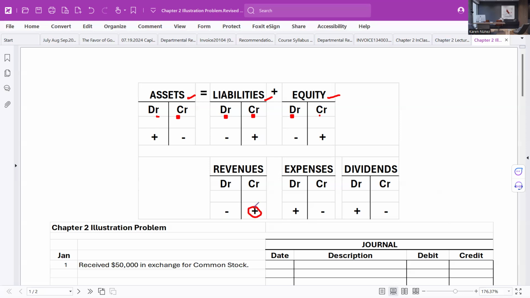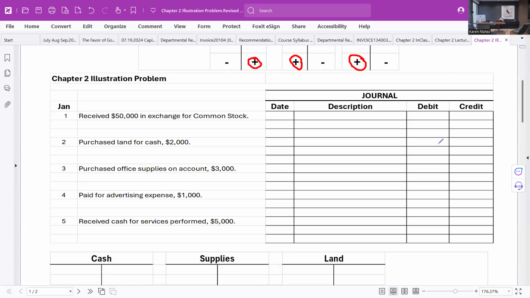So revenues are normally going to have a credit balance. Expenses are normally going to have a debit balance. Dividends are normally going to have a debit balance, right? Assets are normally going to have a debit balance. Liabilities are normally going to have a credit balance. Equity is normally going to have a credit balance in general. So the increase side is always the normal balance in the account. That's what you should expect to see.